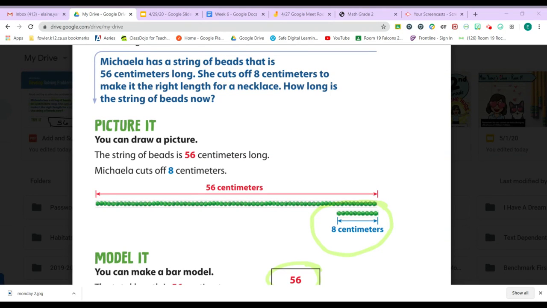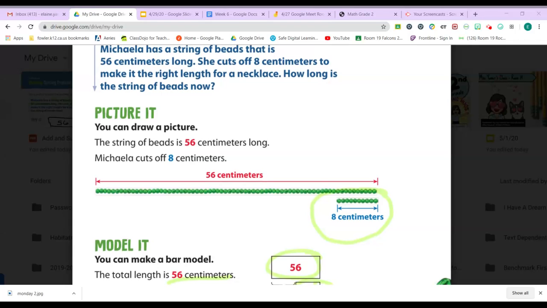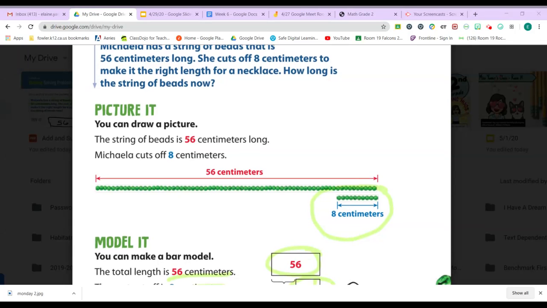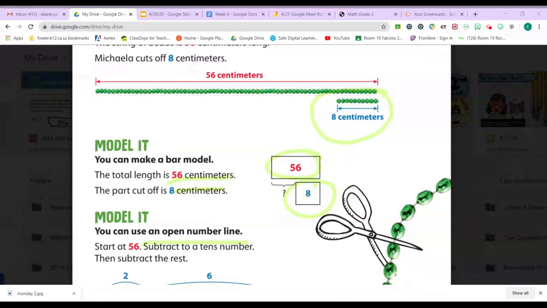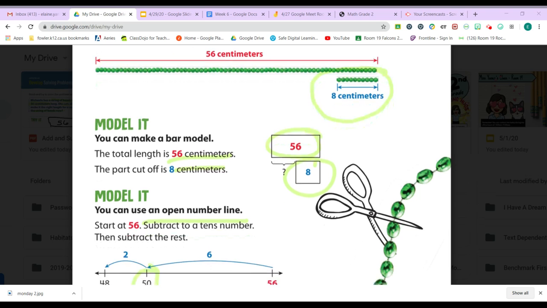Here's the string. You can draw a picture of the string. That's 56 centimeters. And then Micaela cut off 8 centimeters. So there's the 8 that she chopped off. Okay, I pictured in my head. And you can use that to solve your problem. Well, let's look, model it. You can make a bar model. That's kind of what Miss Yanez did when she decided to use that strategy. Is that a strategy that you used? Well, she has 56 centimeters here, and then she has her part of she cut off 8 centimeters.